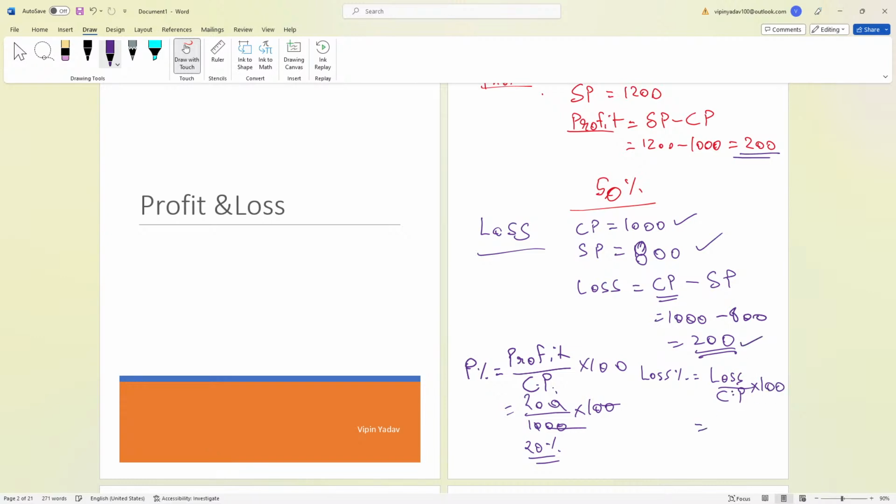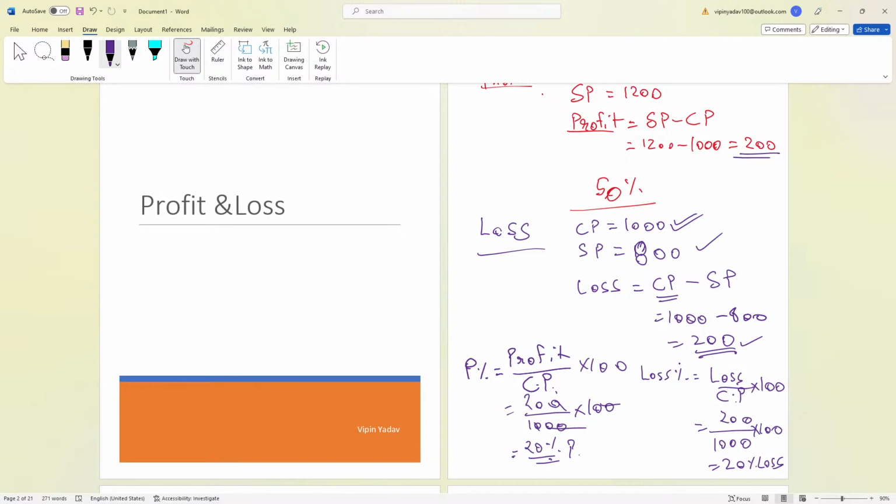Now, what is loss? Loss is 200 divided by the cost price. Always cost price we have to take in the denominator. So now the cost price is how much? That is 1000 over here. Multiply with 100. Again, we are getting 20%. This time I'm getting loss. Earlier, we got the profit. So now that is 20% profit and 20% loss in both the cases.